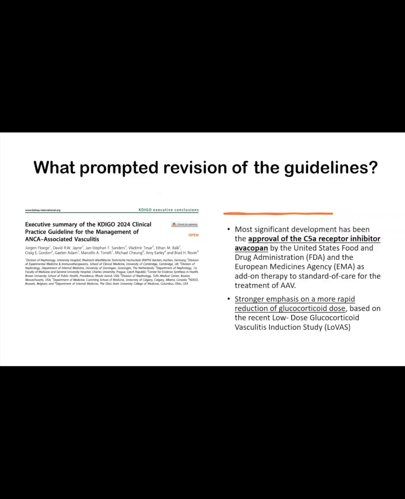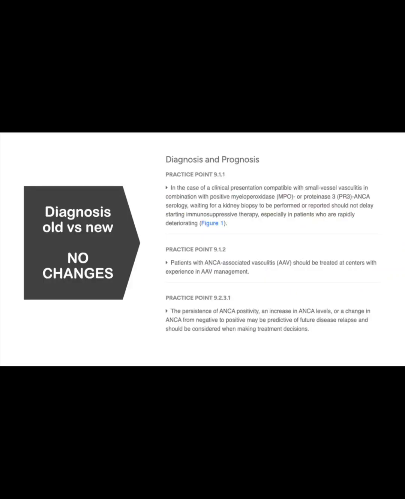And in an editorial that is published that I've shown below, there was approval of C5A inhibitor by the FDA and the European Medicines Agency, so the use of Avacopan is much more widely available as an add-on to standard care. There also in these guidelines is a stronger emphasis on lower steroid dosage usage, and this is following the results from the LOW-VAS trial. For the format of this talk, we will review each section of the revised guidelines and see if that section has any changes to it. If changes have occurred, we will look at the studies that are behind the changes.